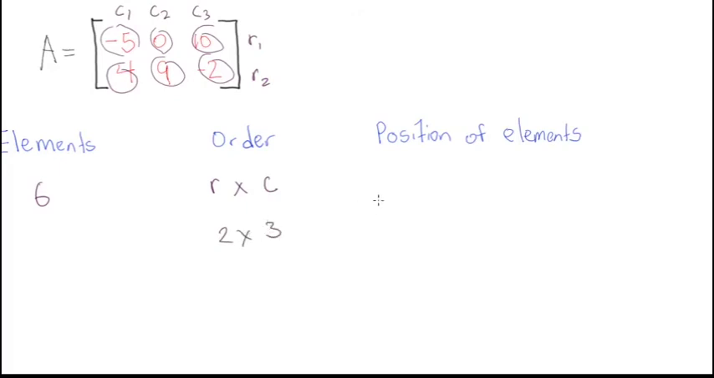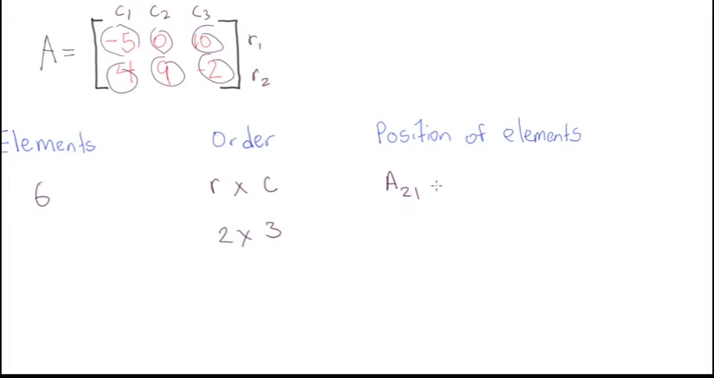The last thing that we're looking at is the position of an element in a matrix. Now I could give you something looking like this: A21, to state the element that is in A21. Now the A is just the name of the matrix, the 2 is the row in which the element is in, and the 1 is the column in which the element is in.